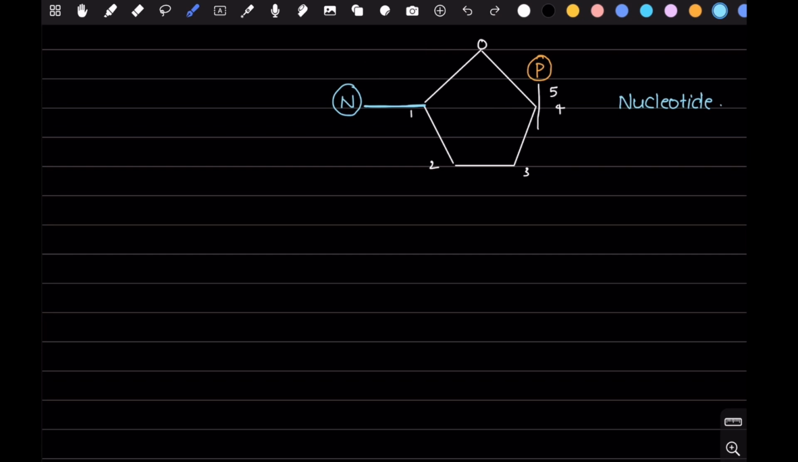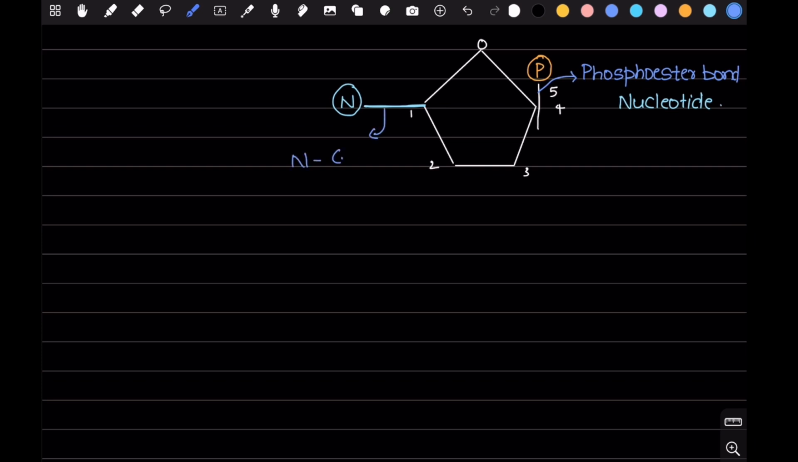So they have a few names for its bonds. The bond between the phosphate and the sugar is called the phosphoester bond, and the bond between nitrogen and sugar is called the N-glycosidic bond.